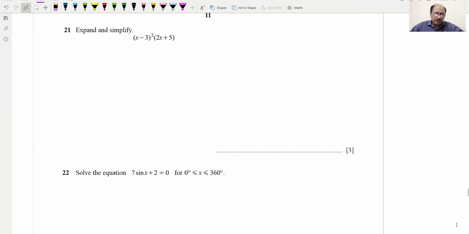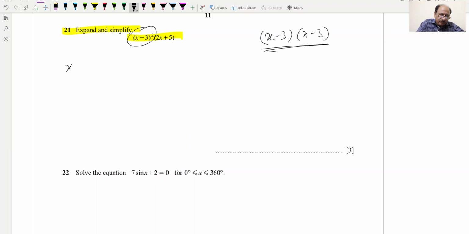Now question number 21, we need to expand this. So first of all we can expand this. You can multiply x minus 3 into x minus 3, or you can apply the formula. I'm applying the formula and opening the square. So x square plus 9 and minus 6x. If you multiply this, you will get the same, which I have written over here by applying the formula.